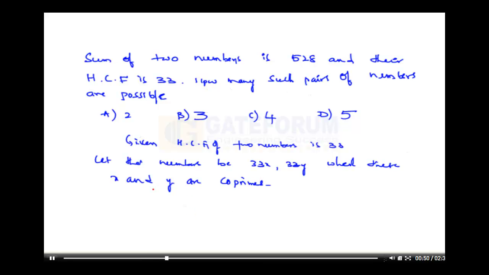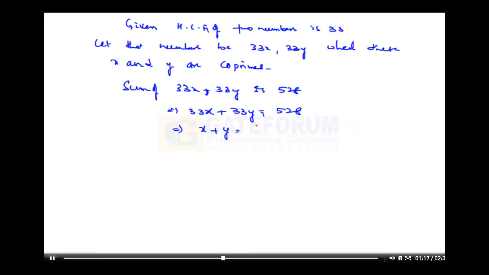Also given that the sum of these two numbers is 528. So the sum 33x plus 33y is equal to 528, and this gives x plus y is equal to 528 by 33, which is 16. So here we require the pairs of numbers such that x plus y is equal to 16, and one more thing is that these numbers must be co-primes.